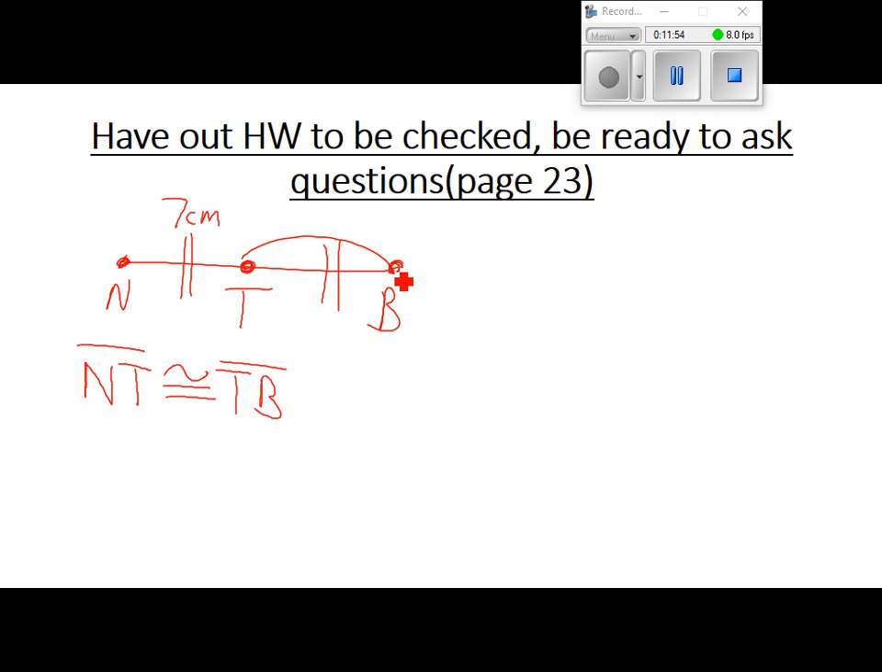So congruent, make sure you know that symbol, make sure you know how to write it out. This says segment NT is congruent to segment TB. This says segment NT equals segment TB. Geometry form, algebra form. Questions on that other page? Good. 30?